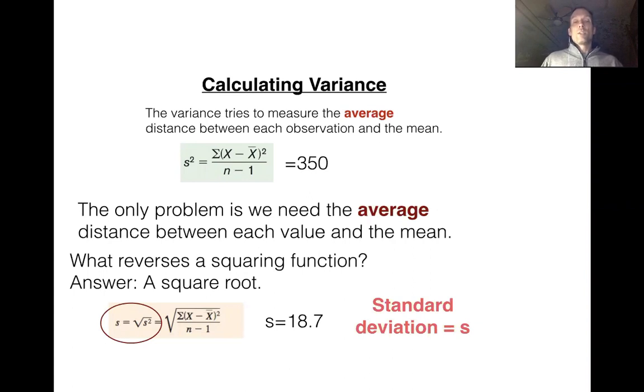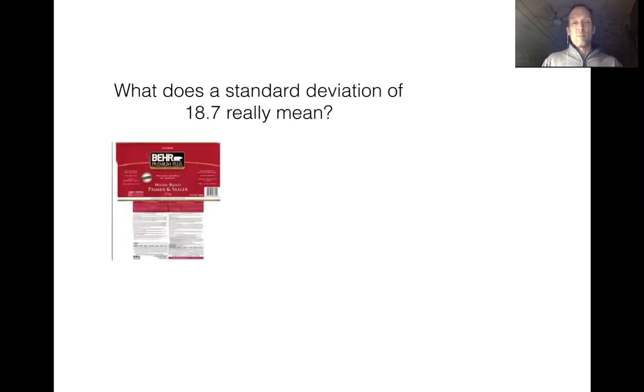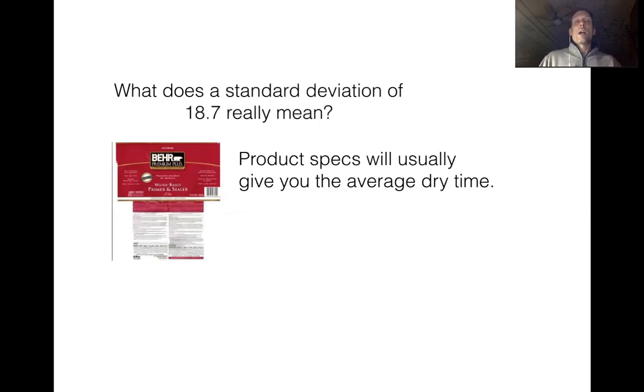Now, the big question for us is, what did we really just calculate? What does 18.7 really mean? We know that's the average distance between each value and the mean, but in practical context, what's that all about? So here's the answer to that. Picture that you pick up a can of paint. You're looking at the label, just like we have here in the viewfinder. It's got all these things written on it, like all these warnings, like don't drink the paint for breakfast, don't swallow the paint. Now, they'll probably have product specifications on it too. And among other things, they're going to tell you the average dry time of the paint.